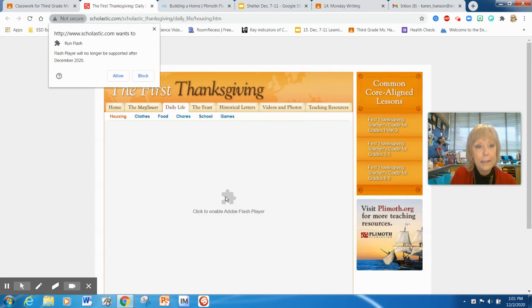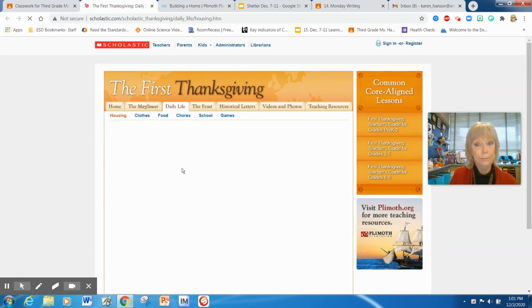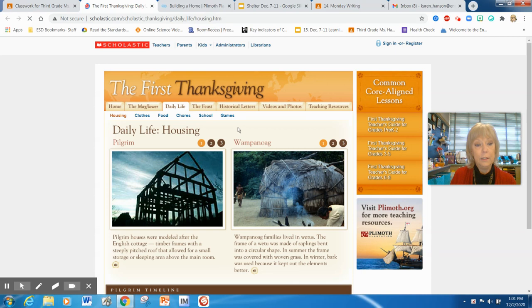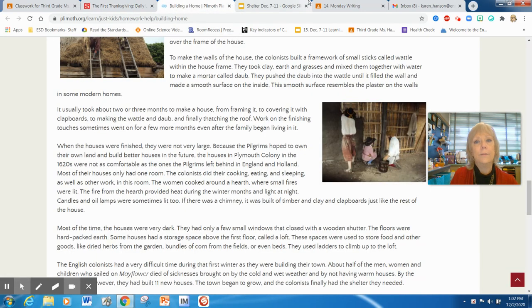Oh, I need to click here to enable that. I'm going to say yes, so I can see my information. And this is going to be up here, and you're going to go back and forth. Here, Pilgrims' houses were modeled after English. Notice they have the pitch roof there. And the Wampanoags lived in wetus. They were a circular shape. Oh, well, that's interesting. Okay, I'm going to go back here, and I'm going to see if I can put that in.